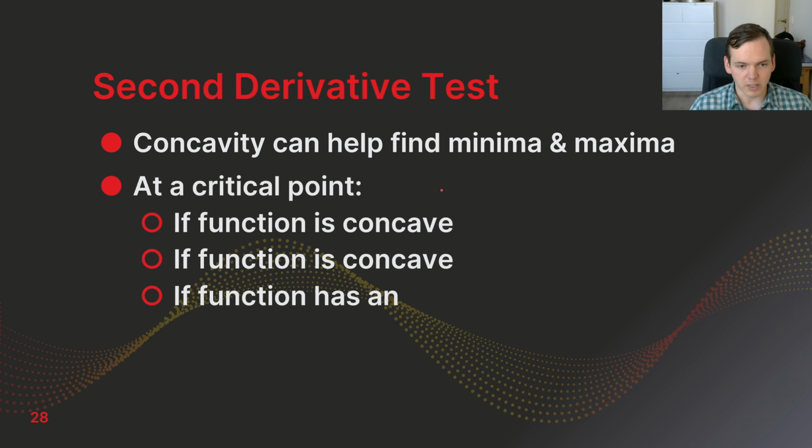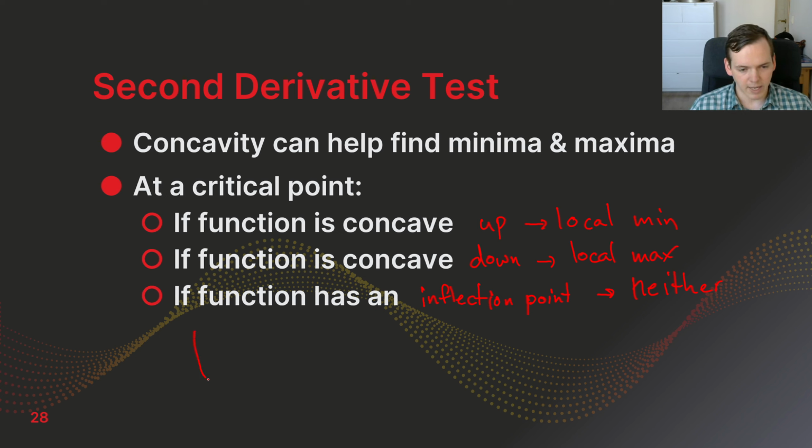So at a critical point, if the function is concave up, then that point is a local minimum. If it is concave down, then that point is a local maximum. And if the function has an inflection point, it is neither a local min or max. And this makes sense if you look at the diagrams of these shapes.